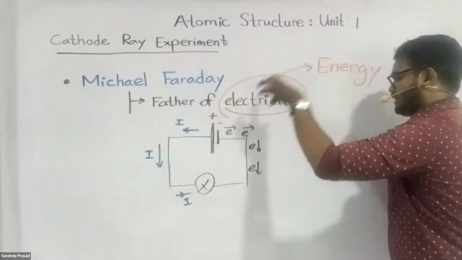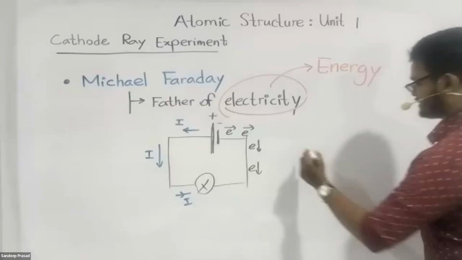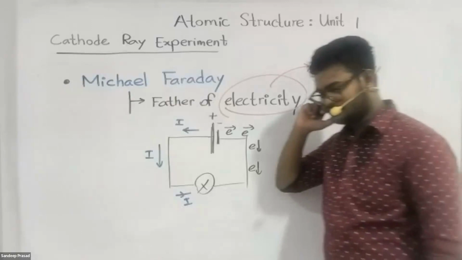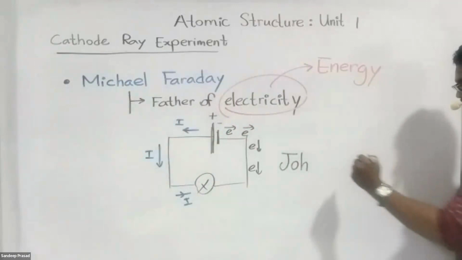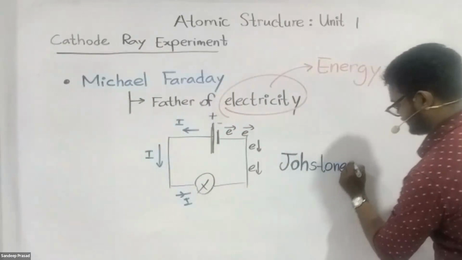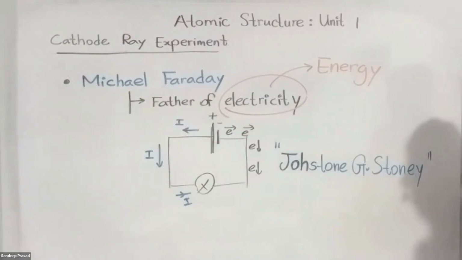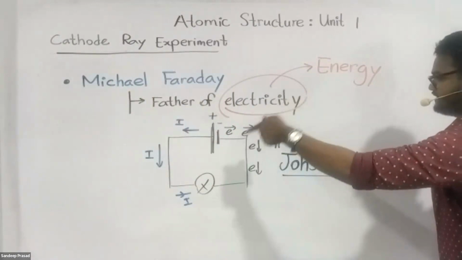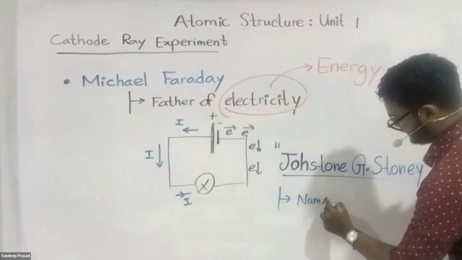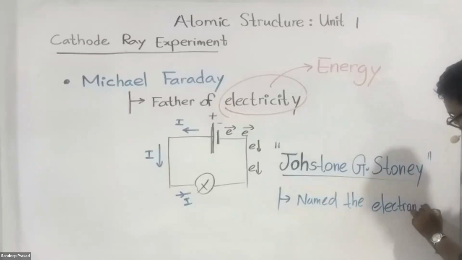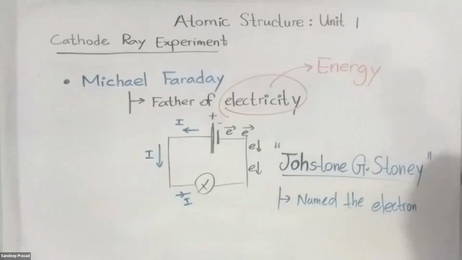And one more thing I have to tell you, there was a person known as Johnston G. Stoney. What is the name? Johnston G. Stoney. What is the contribution of Johnston G. Stoney? He is the one who gave the name for the electron. He named the electron. Write down quickly. Who named the electron? Johnston G. Stoney. Okay. Who discovered the electron?